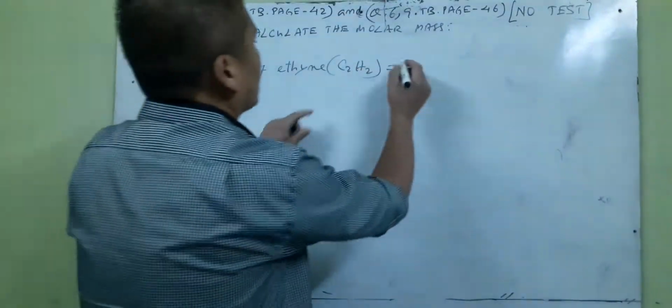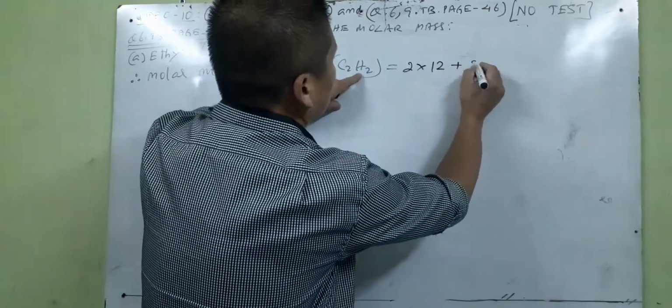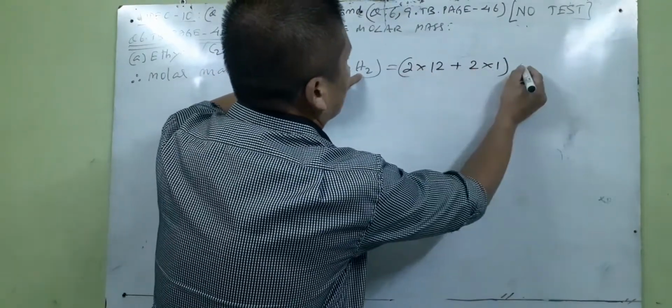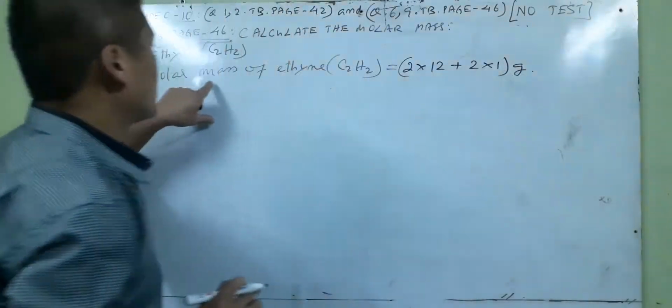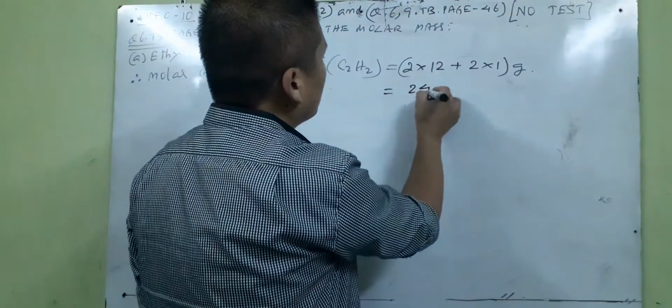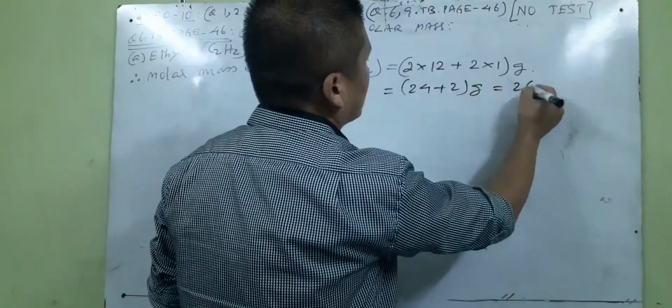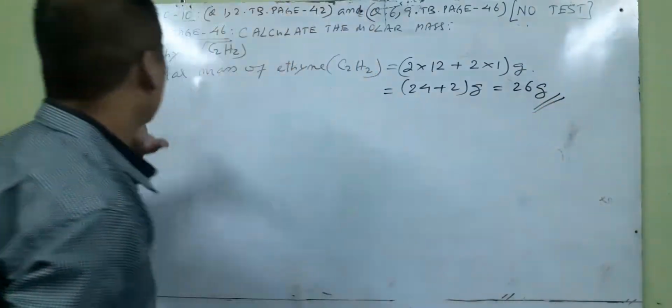So here 2 carbon atoms, so 2, and 1 carbon is 12, plus 2 hydrogen atoms into 1, and you have to write g. That is the meaning of molar mass, it means you have to write grams. That's the only thing. So here, that will be 24 plus 2 grams. That is equal to 26 grams, the molar mass of ethyne.